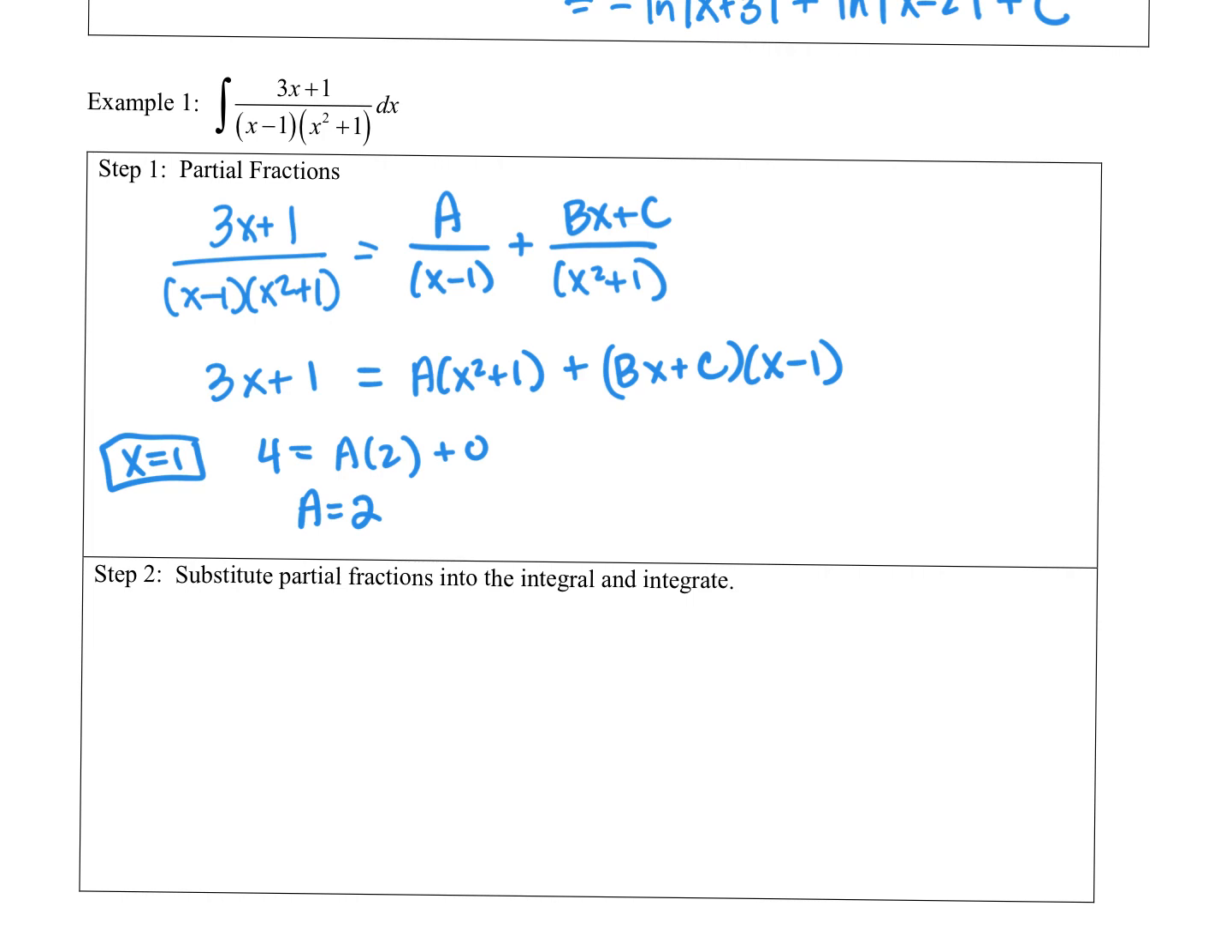0 actually is a really nice one, because what will 0 do to this? What will happen to B? Poof. And we already know A is 2, right? So if we plug in 0 here, B will go away, A is 2, and all we'll have left is C, right? So we'll be able to find C. So let's let x equal 0.